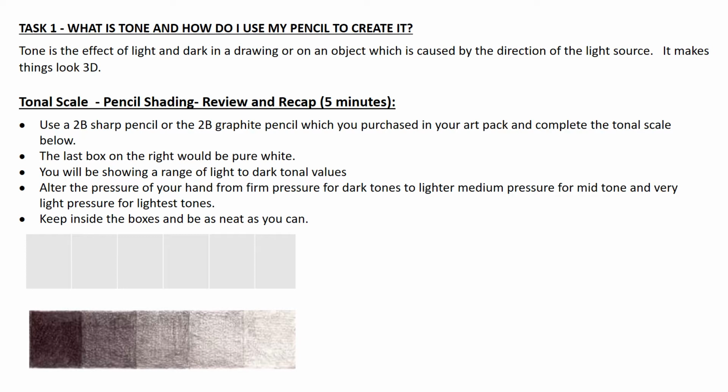I want you to use a 2B sharp pencil or a 2B graphite pencil which you purchased in your art pack and complete the tonal scale below. The last box on the right would be pure white, so leave this box and go on to the next. You'll be showing a range of light to dark tonal values. Alter the pressure of your hand from firm pressure for dark tones to lighter medium pressure for mid-tone and very light pressure for lightest tones. Keep inside the boxes and be as neat as you can.